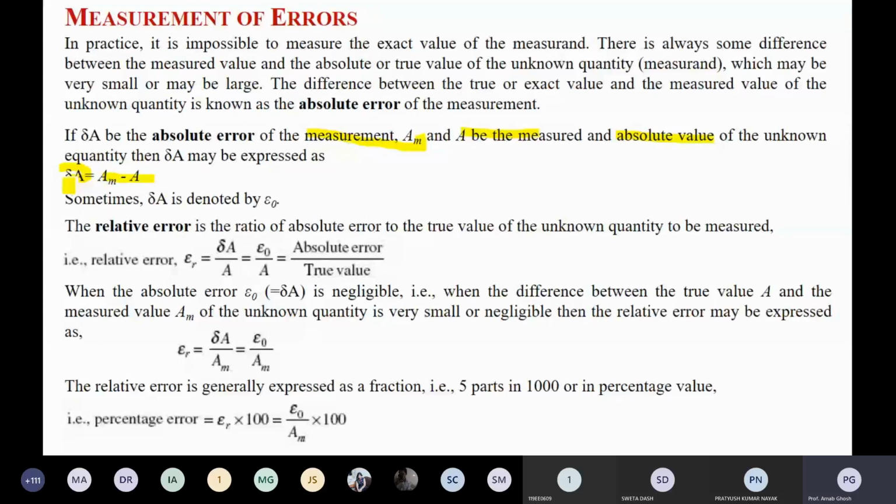That delta A may be a mod value, maybe a positive error, sometimes maybe a negative error. Okay, so relative error means you are going to compare that absolute error with some other value, means true value. True value means your measured value, AM. So absolute error is sometimes also denoted by epsilon 0. So delta A by AM. If you multiply it with 100, you are getting the percentage. Okay, so percentage error.